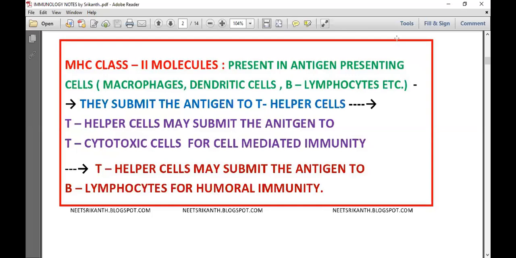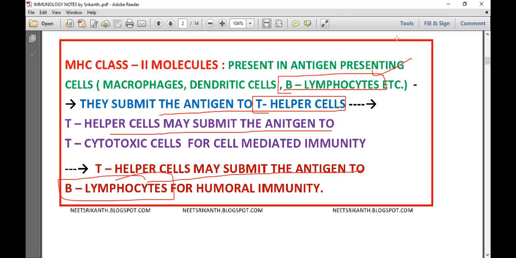Okay, B lymphocytes are involved not only in humoral immunity, they're also involved in this particular action. Macrophages, dendritic cells, and B lymphocytes submit the antigen to the T helper cell. The T helper cell may submit the antigen to the T cytotoxic cell for cell mediated immunity, which we have completed. The T helper cell may also submit the antigen to the B lymphocyte.